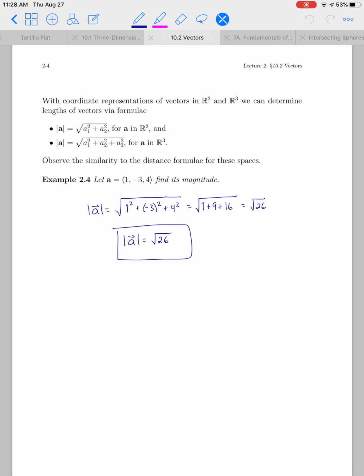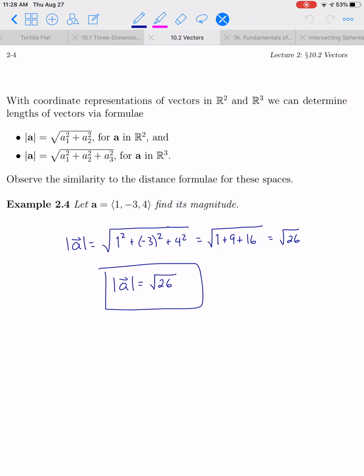Forming a vector. Next up, magnitude of a vector. We're familiar with this from R2. Recall that the magnitude of a two-dimensional vector is the square root of each of its components squared and added together. Well, for R3, we just extend this with a third component. We square the third component, put it in the sum, take the square root of everything.